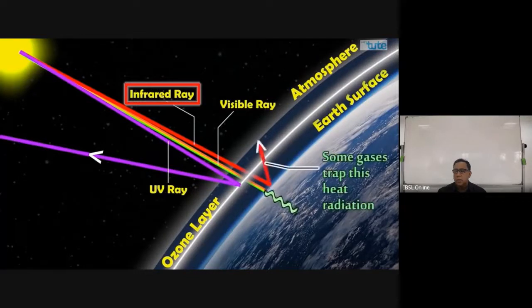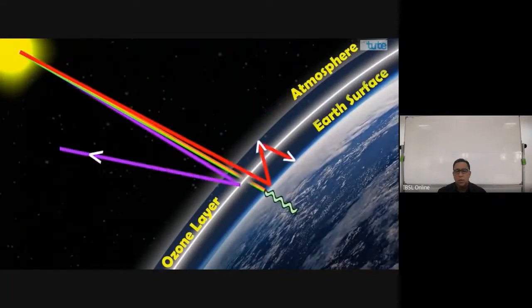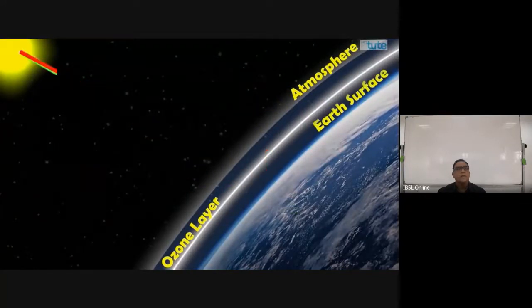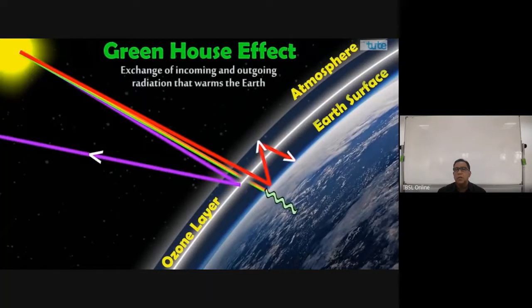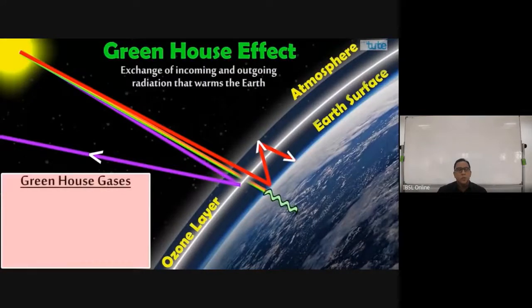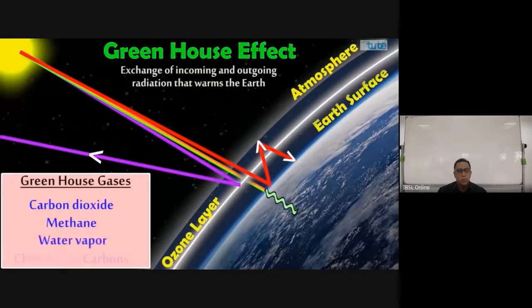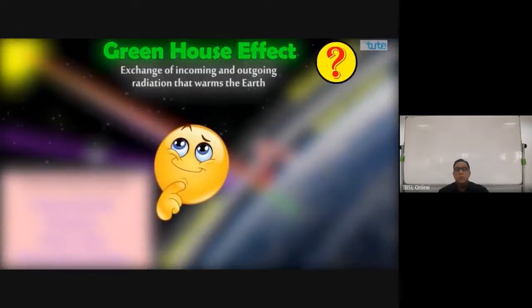But some gases in the atmosphere trap this heat radiation and re-emit it to the surface, which leads to heating up of the environment. This exchange of incoming and outgoing radiation that warms the Earth is referred to as the greenhouse effect. And the gases involved in this are called greenhouse gases, which mainly include carbon dioxide, methane, water vapor, chlorofluorocarbons, etc.